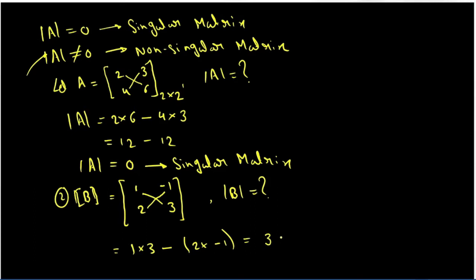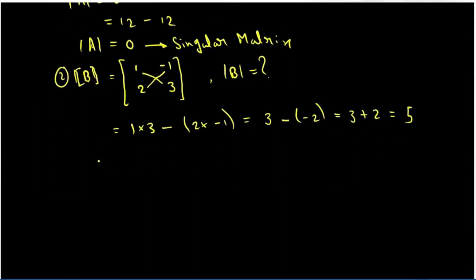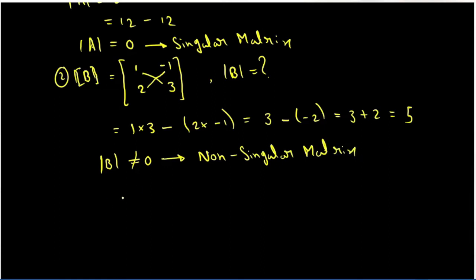Then I will get 3 minus minus 2. Then it will be 3 plus 2 equals 5. So here the determinant of B is not equal to 0. Therefore, this matrix will be known as a non-singular matrix. So this is how you can calculate the determinant of any given matrix.